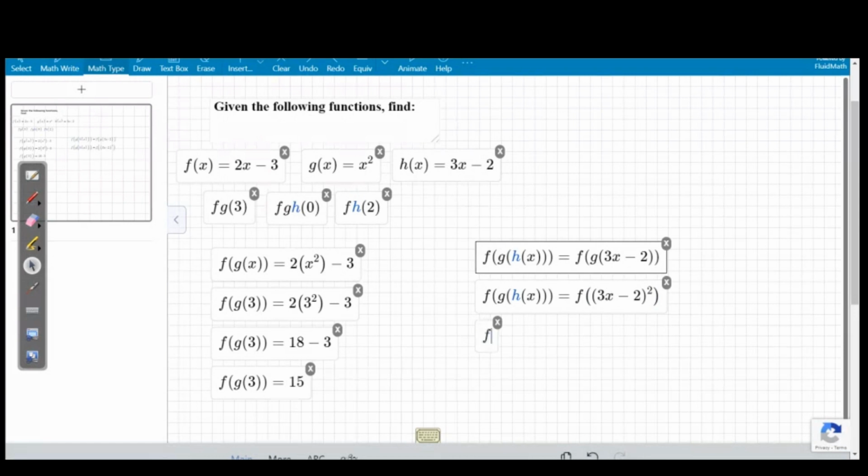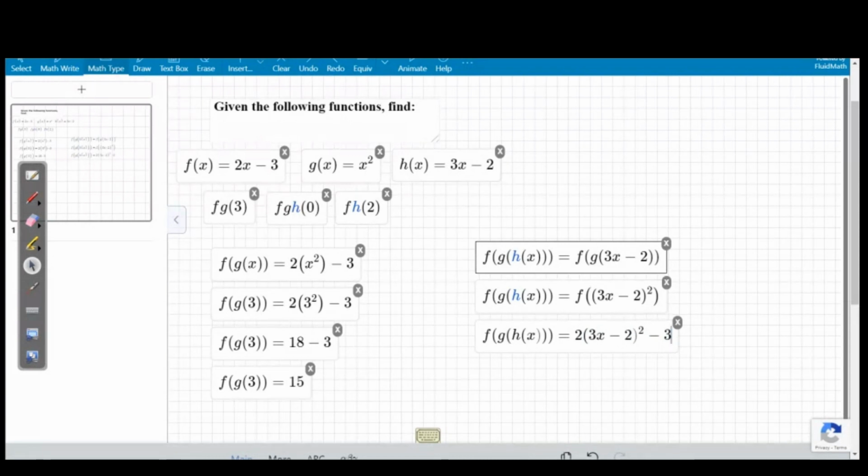So f of g of h of x becomes 2. We introduce our brackets. This becomes 3x minus 2 all squared. Then we have minus 3.